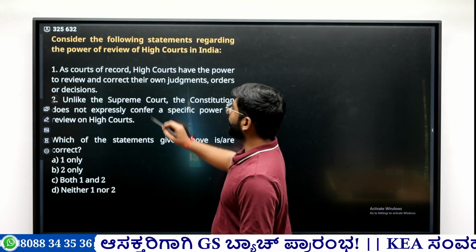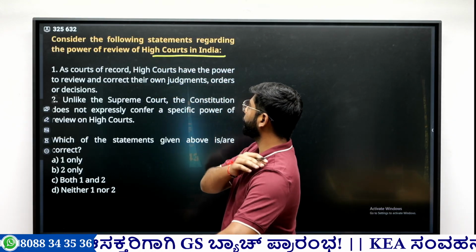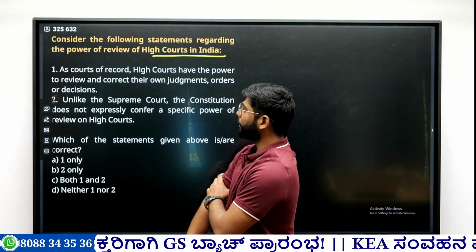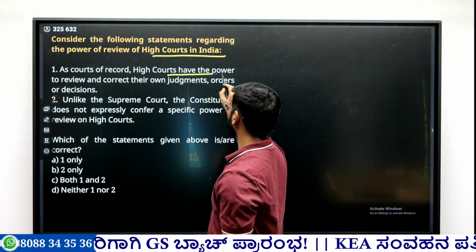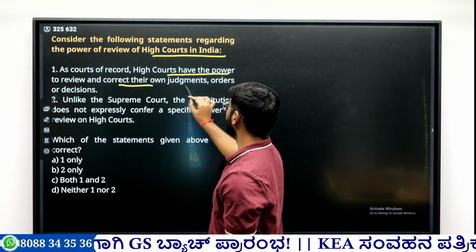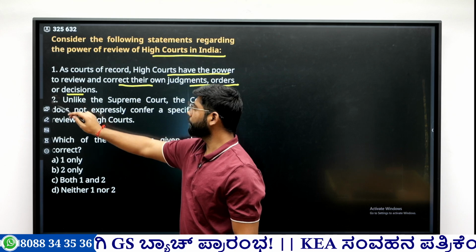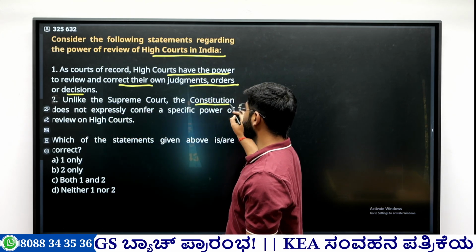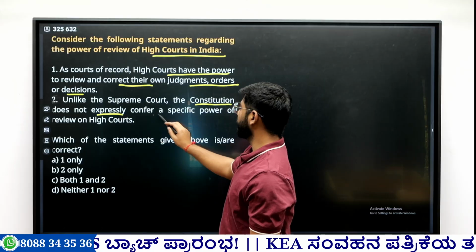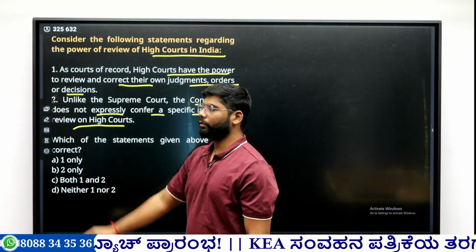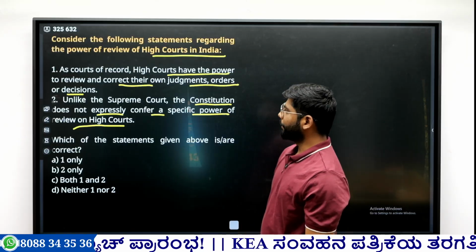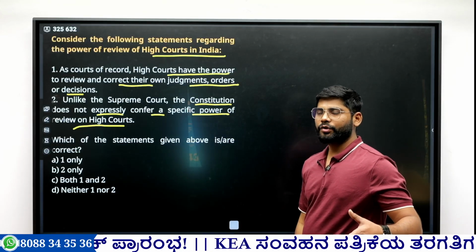Okay, so the power of review of the High Court in India. What is the power? As a court of record, the High Court has the power to review and correct its own judgments, orders, or decisions. Then unlike the Supreme Court, the Constitution has not expressly conferred the specific power of review on the High Court. This is a previous year question they asked in, I guess, 22.